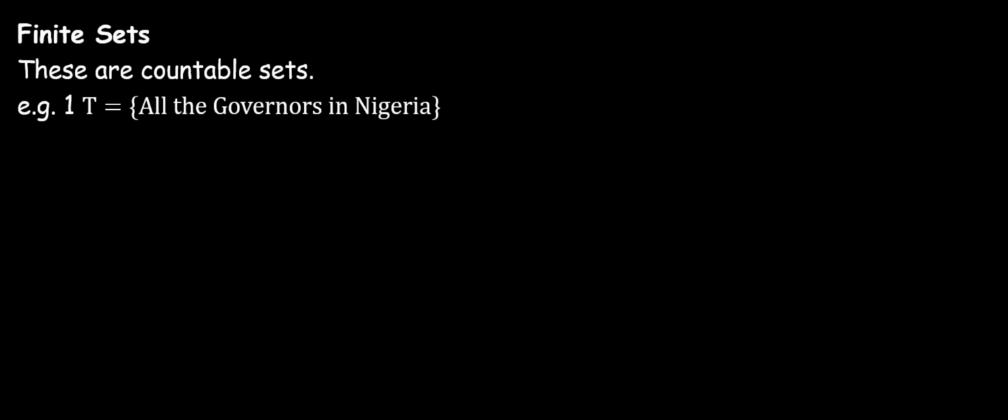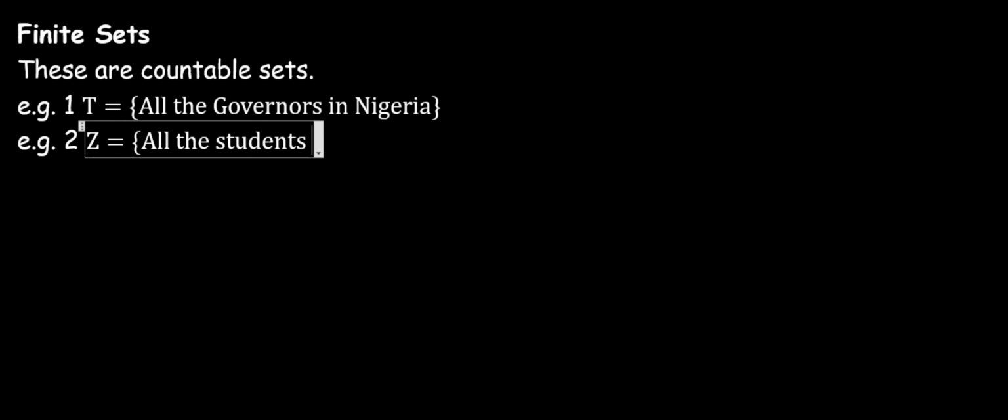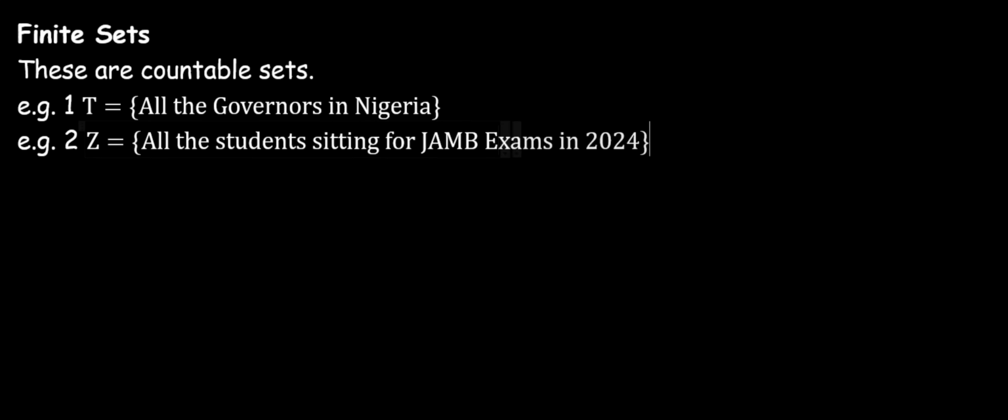Another term, finite set. These are countable sets. Example 1: the set T equals all the governors in Nigeria. Of course, that we can know with ease. Another example: the set Z equals all the students sitting for JAMB exam in 2024. That can be easily gotten from the JAMB office because the records are available.